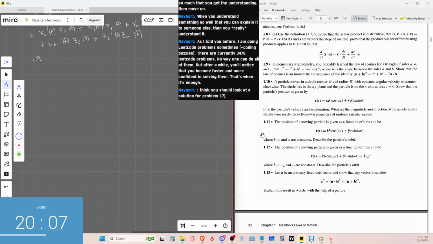Where was I? Oh yeah, where theta is the angle between sides A and B. Show that the law of cosines is an immediate consequence of the identity.